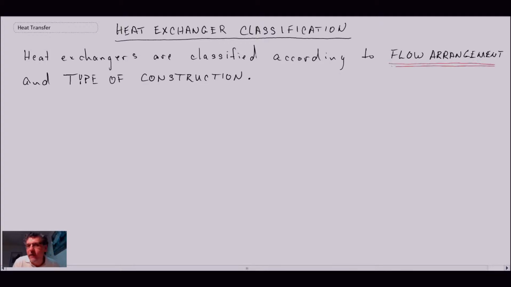You can have parallel flow, you can have cross flow, you can have mixed fluid, unmixed fluid, and the type of construction. And there are different types of construction. We've already seen in the previous segment different types of construction of heat exchangers. But these are the ways that we classify heat exchangers, and it also guides our analysis. Depending upon which equations we would apply, it would depend on the type of construction or the flow arrangement.